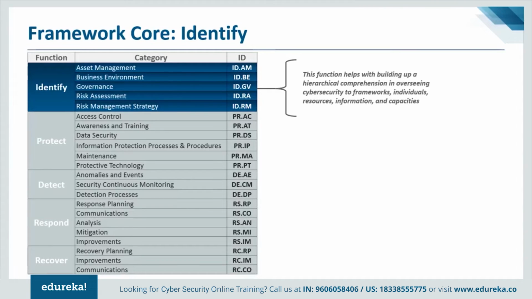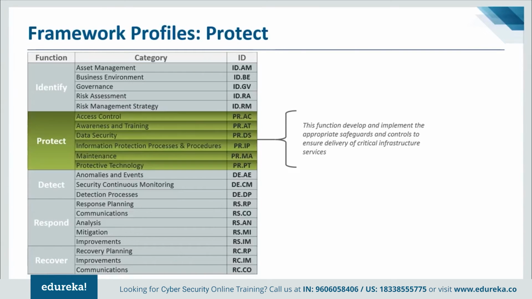Now, the next type is the Protect function. So, to develop and implement appropriate safeguards to ensure delivery of critical services, the Protect function supports the ability to limit or contain the impact of a potential cybersecurity event. Examples of outcome categories within this function include identity management and access control, awareness and training, data security, information protection processes and procedures, maintenance, and protective technology.